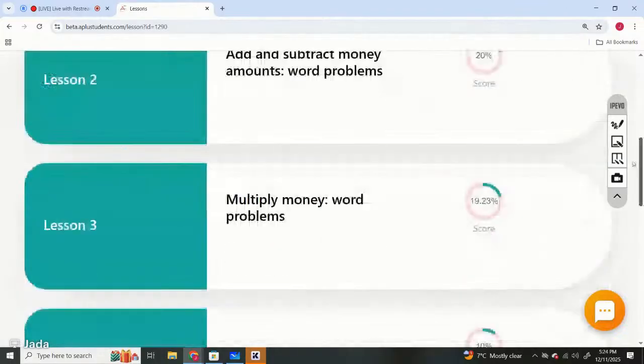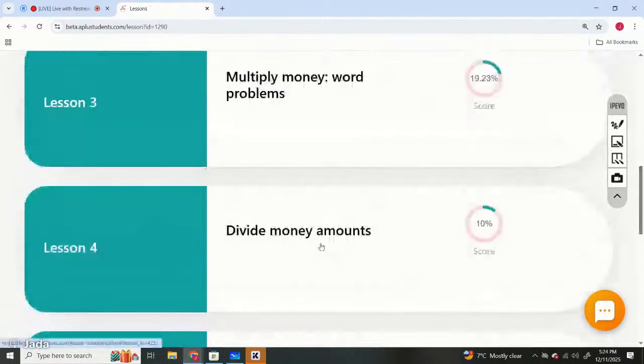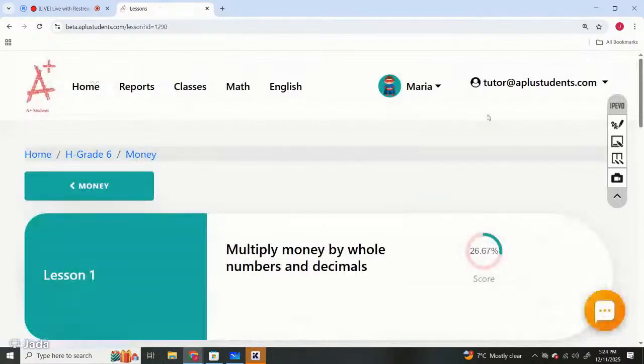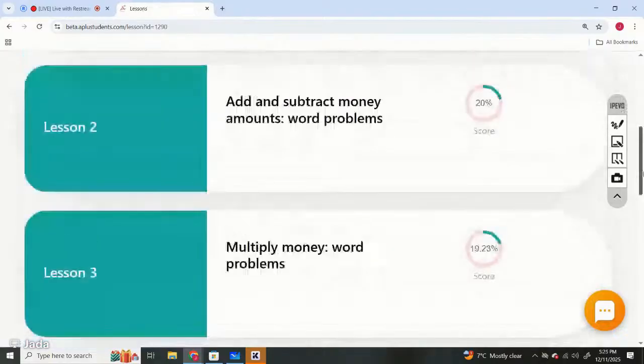The next lesson is multiply money word problems, which you can do on your own, and divide money amounts. But I think we can do the lesson in the next class. I'm not feeling well. I am having fever and cold. So I think we can finish the class now. We'll do the lesson in the next session.